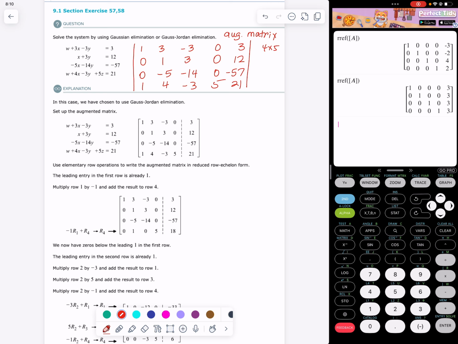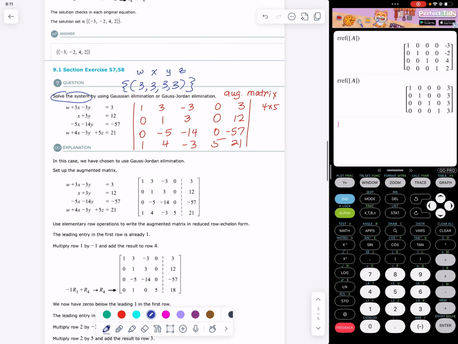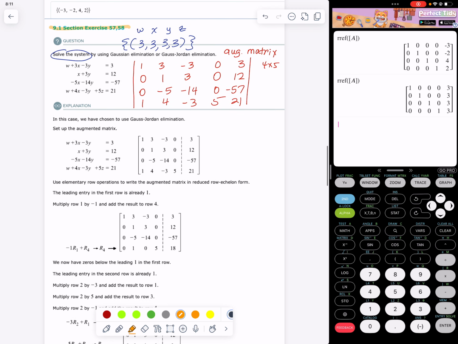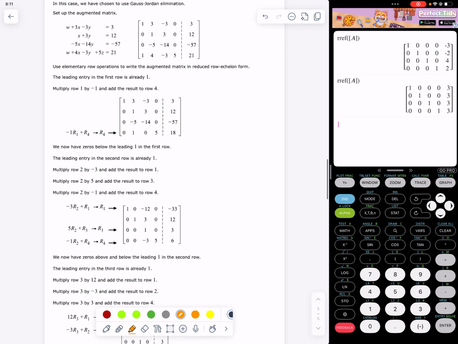And what do you notice? Look at that. Our solution, solve the system. Our solution is the ordered quadruple 3, 3, 3, 3. What does that mean? W is equal to 3, X is equal to 3, Y is equal to 3, and Z is equal to 3. Pretty cool problem. Let's keep going. So that solved that one. And I will, like I said, allow students to solve these systems using matrix methods.